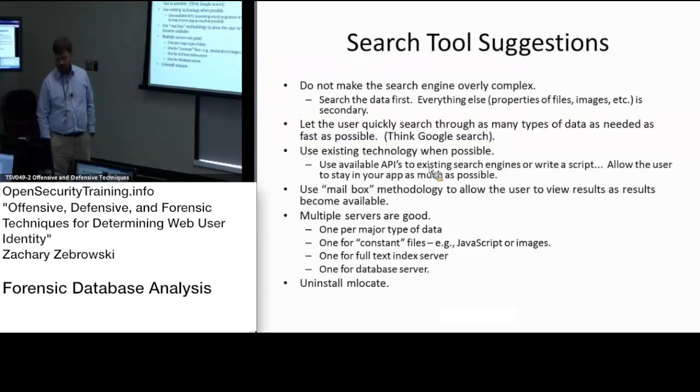So I'll talk about search tool suggestions. This is the type of stuff that I ended up doing for my sponsor. You have to be able to search the data. Everything that is secondary, which is basically the properties of the data, can be added to a list of things to get to after you can search the data. So you want to concentrate on the most important thing, which is searching the data, as compared to searching all the secondary attributes, which may be nice to have, but are not as important.